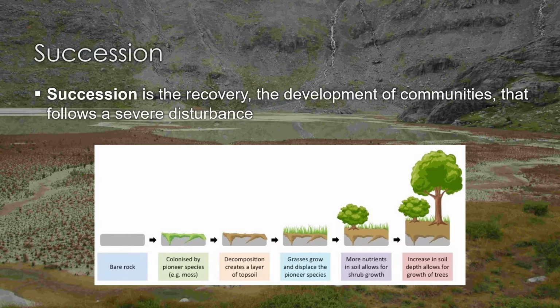Severe disturbances remove all or most of the organisms from an area. The recovery that follows is called succession. The name was inspired by the observation that species with certain types of life history strategies tend to succeed others over time.